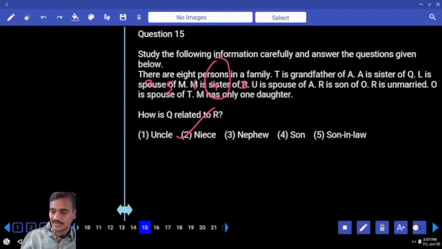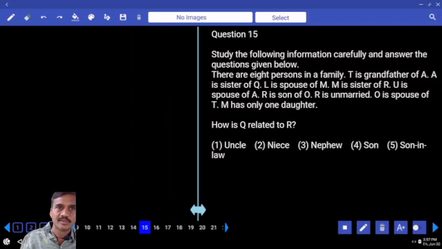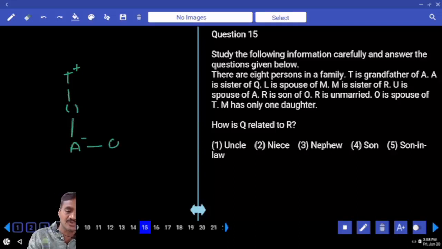Then 15 onwards it is based on blood relations. How many persons are there? There are some 8 persons, and T is the grandfather of E. Now this T, who is the grandfather of A, can be written like this. And A is the sister of Q. A and Q are siblings to each other. A is the sister. L is the spouse of M. M is the sister of R. U is the spouse of A.